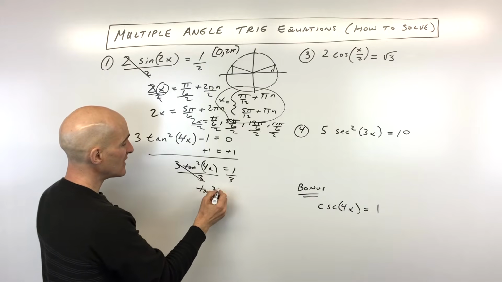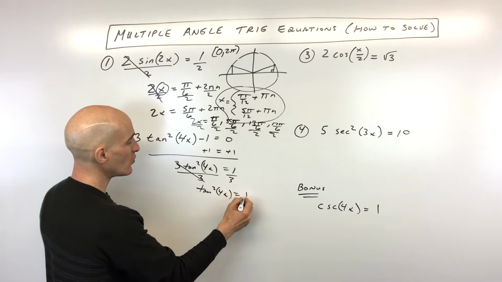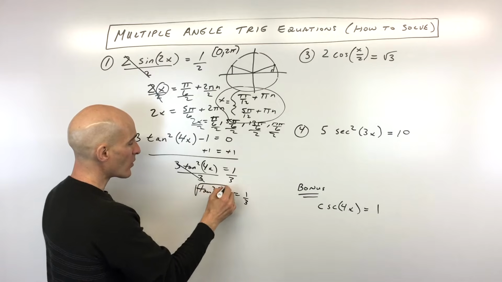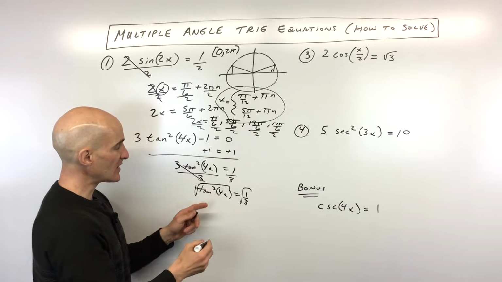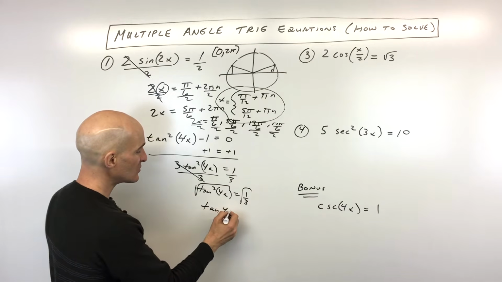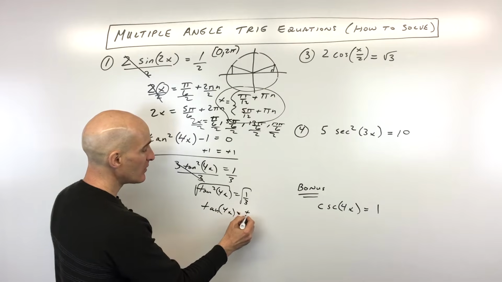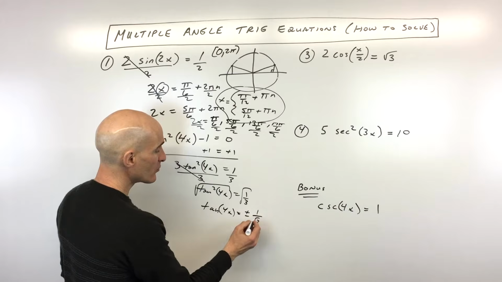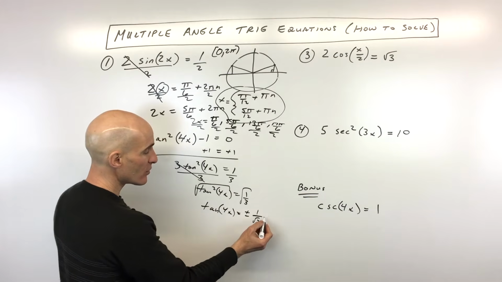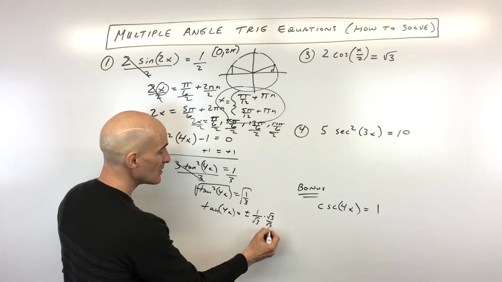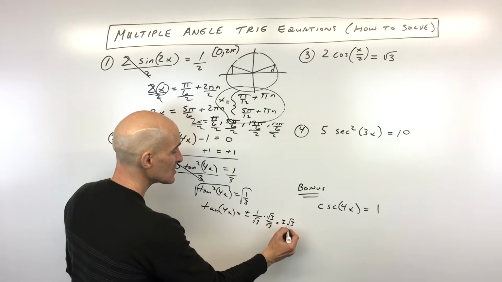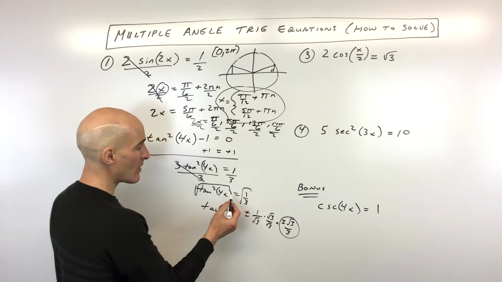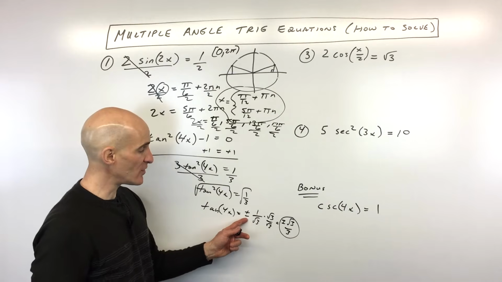So now we're down to tangent squared of 4x equals 1/3. We're going to take the square root of both sides because we just want to get tangent by itself. So now we have tangent of 4x equals plus or minus 1 over the square root of 3, because the square root of 1 is 1, and the square root of 3 is the square root of 3. And if we rationalize this, you can see we're getting plus or minus square root of 3 over 3. Now remember, when you take the square root of both sides, you get 2 answers, plus or minus.